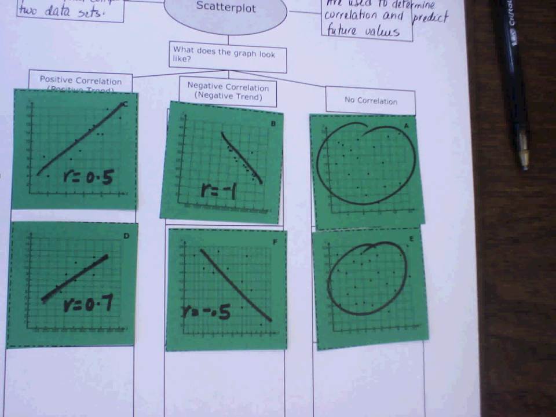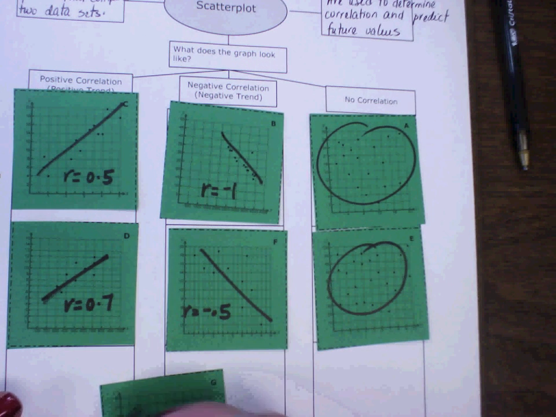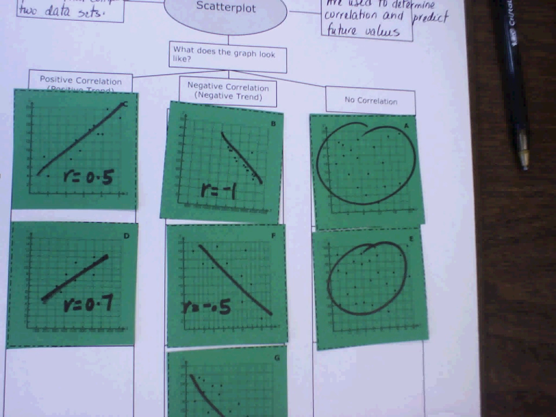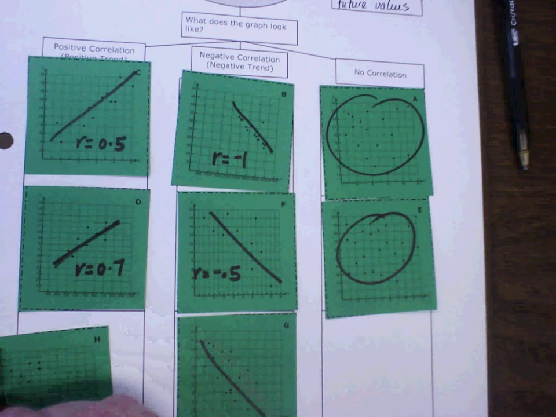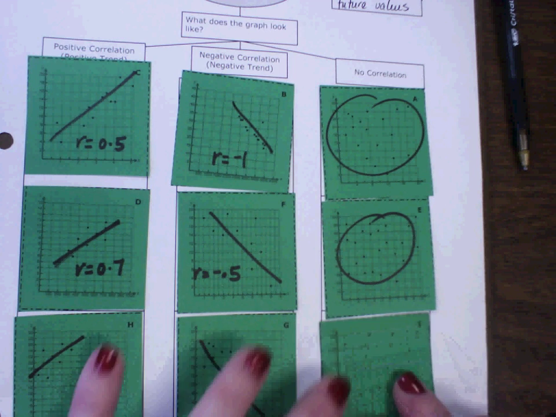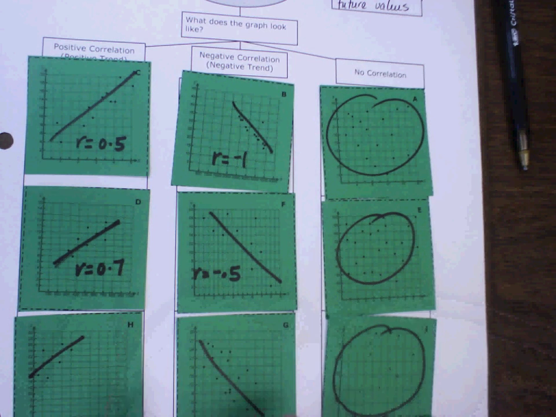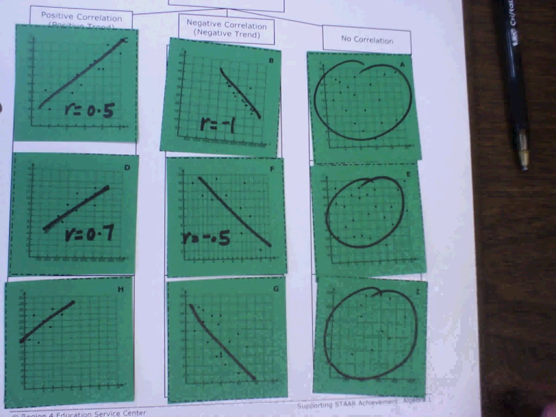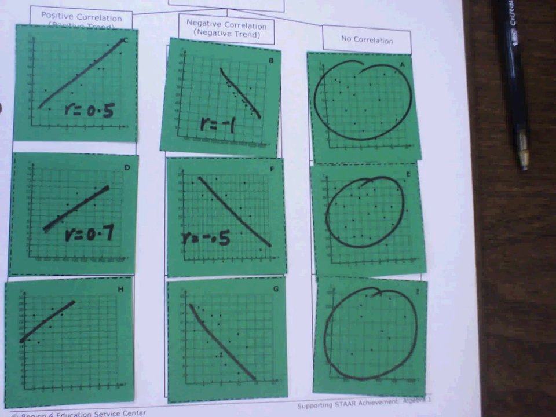What about G? Negative, and it's definitely not closer to 1, right? H. What about H? I gotta do my ABCs in Spanish. That's so sad. Positive, and then of course I would be no correlation. Notice what I do with no correlation, right? I just make a circle because I really cannot make a line. That's kind of my cue.